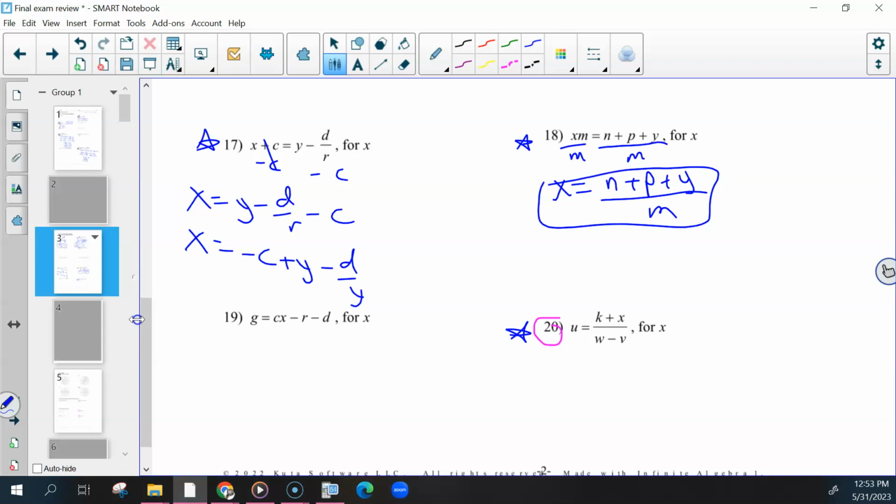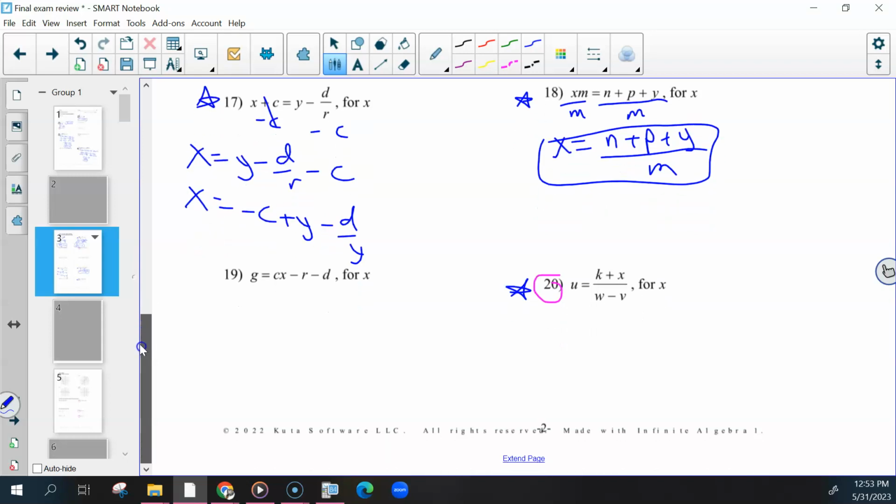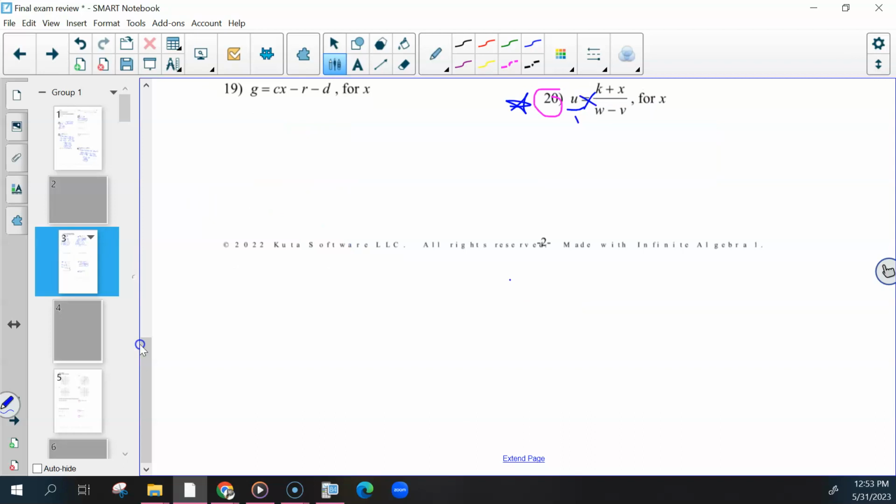Twenty is a little bit more challenging because you have to think about how you would start to solve this. So you have x in the numerator, and you want to get it by itself. What you could do is think about this like a fraction with u over 1. And anytime we have a fraction that equals another fraction, we can cross multiply. So we have u times w minus v equals k plus x.